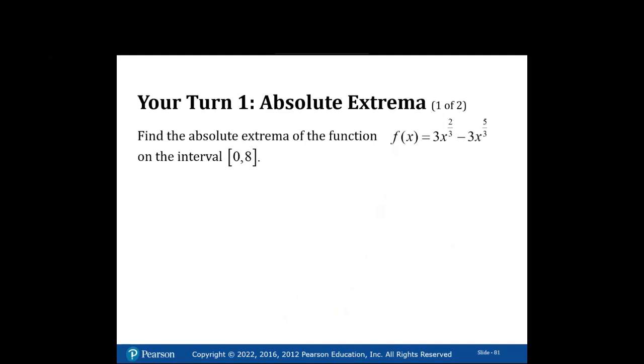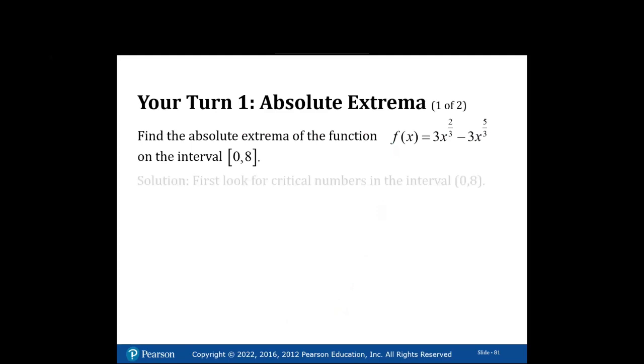So now we're going to find the absolute extrema of this function on the interval 0 to 8. Now, unless they tell you find all extrema and label all of them, you just need to find absolute here. I don't want to know about local mins and maxes. I just want to know about absolutes.